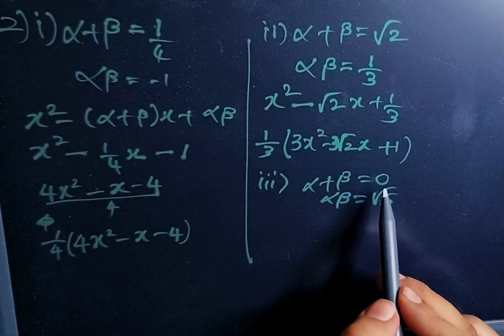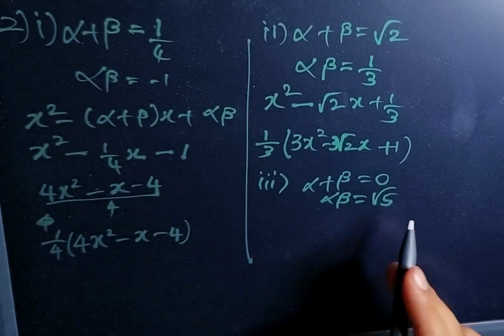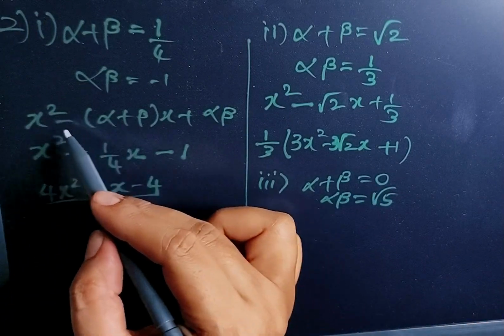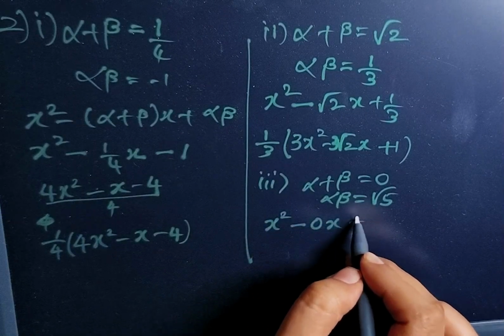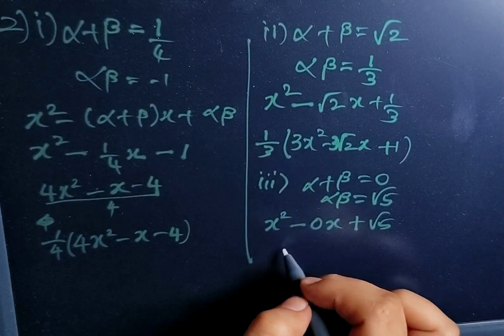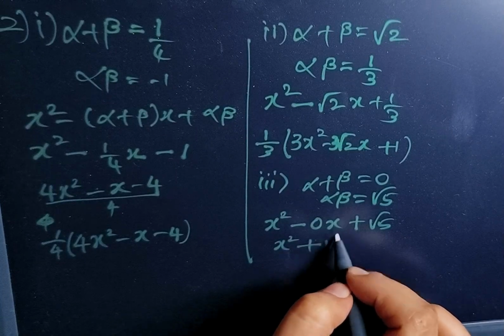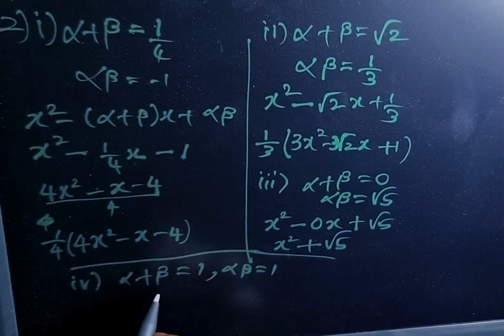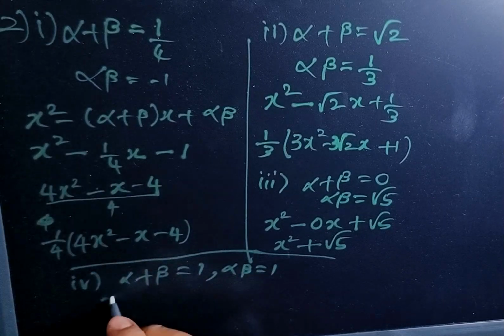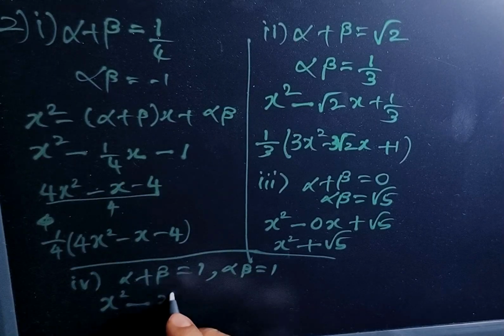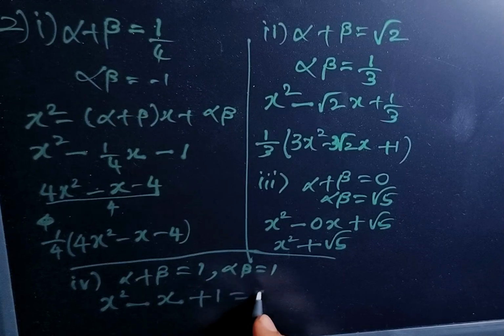Third subdivision, they have given sum of zeros as 0, product as root 5. So using this formula, x square minus sum x plus product. So x square minus 0 into x plus product is root 5. 0 into any term is 0. So we have x square plus root 5. Fourth subdivision, sum and product both are 1. Using this formula, x square minus 1 into x is x, plus 1 equal to 0.